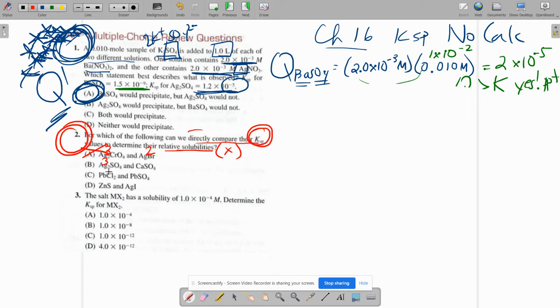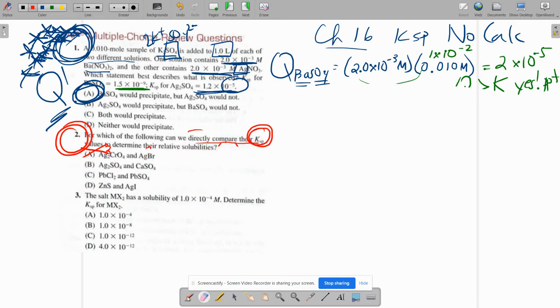You'd have to solve for X to decide which one's more soluble. B, let's see, 2 Ags and a sulfate versus 2. Not comparable, 3 ions versus 2 ions. So D is the correct answer. 2 ions each. So the higher the KSP value, the greater the X value, so the more soluble. All right. Pretty easy concept. We like those kind of questions. Good.